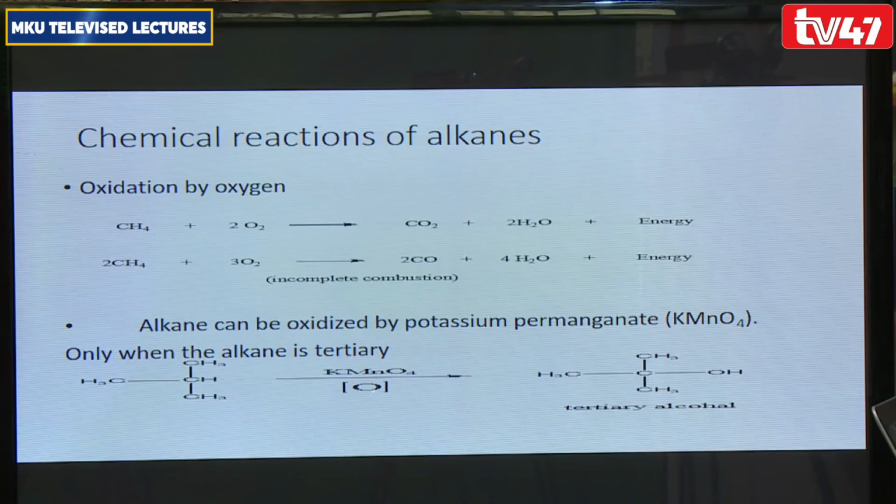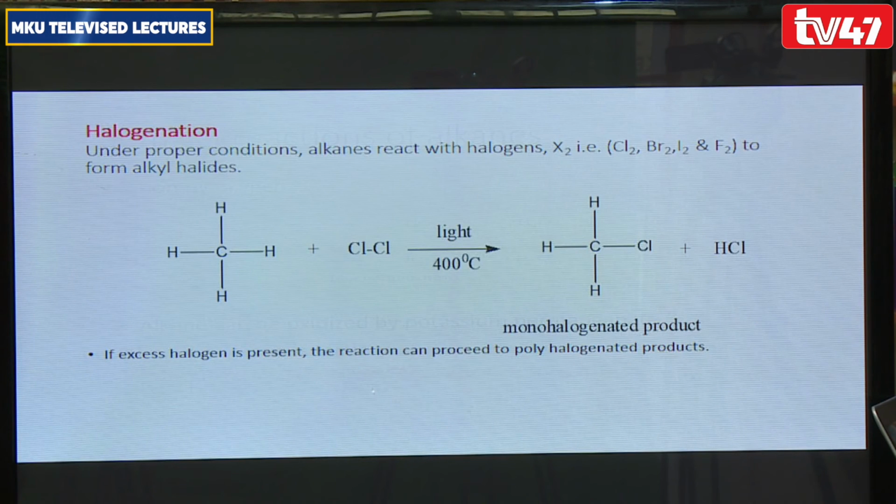And we say that alkanes are thermodynamically unstable to oxygen, but kinetically stable to oxygen. So halogenation is reaction with halogens.